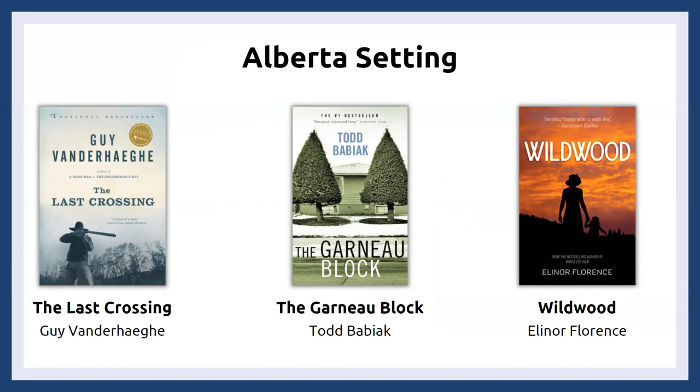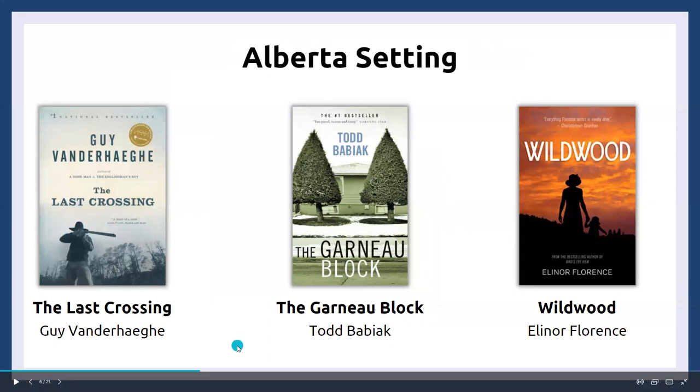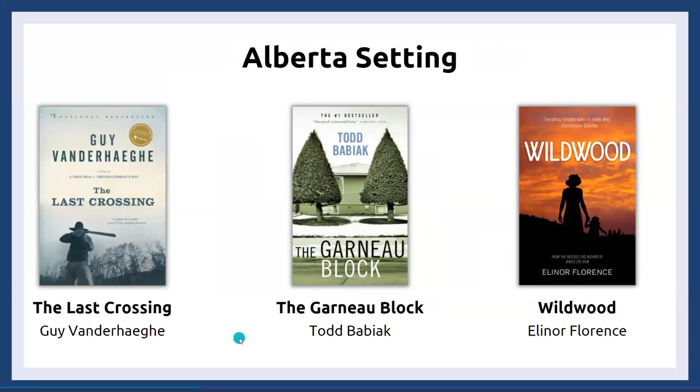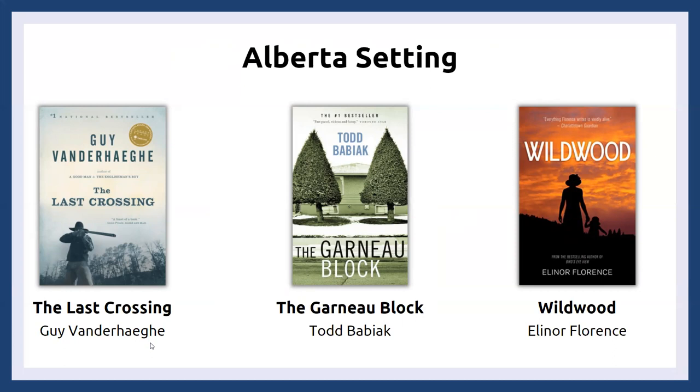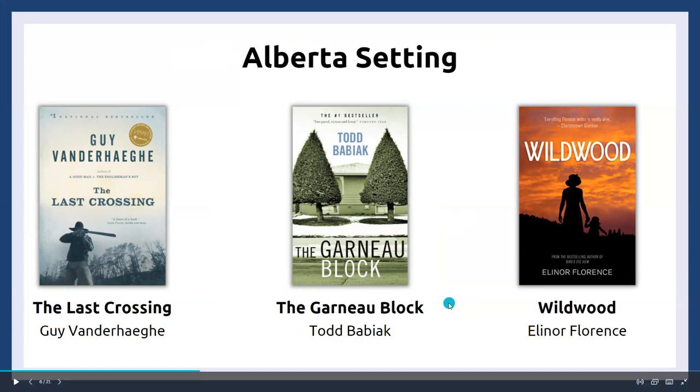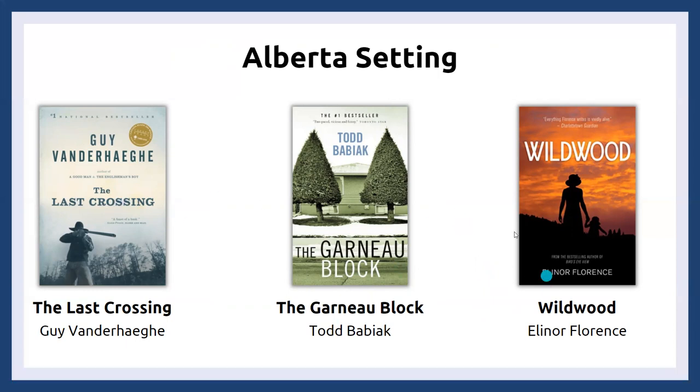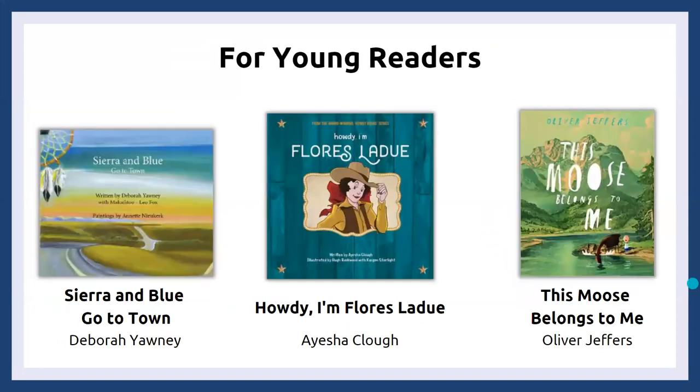Like I said before, local can mean a setting or just a general familiarity with the content. So I have some examples here. These are some books that are not necessarily about Alberta or written by Albertan authors, but they include parts and themes that are set in Alberta. And that can be really exciting for the reader. So this is The Last Crossing, The Garneau Block, and Wildwood. I believe The Last Crossing takes place across, I think, Montana and Alberta, so it has that kind of interesting crossover. And The Garneau Block, I think, is mainly set in Edmonton, which is kind of neat. All three of these are also available in TrackPack if you're interested in checking them out and reading more about them.